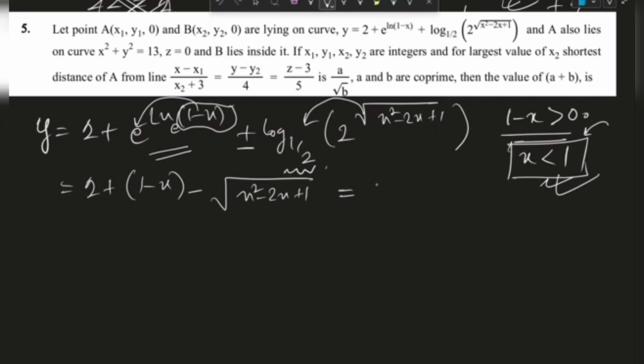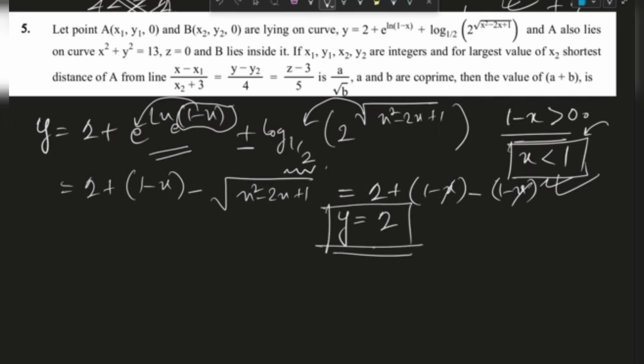Now I can write this will be 2 plus of 1 minus x, and this is 1 minus x whole squared, and because x is less than 1, I can open it with a positive sign. This is minus of 1 minus x. So this minus x and this plus x get cancelled, and this is 2 plus 1, 3 minus 1, so this was nothing but y equal to 2. So y equals 2 means that as points A and B both lie on this, y1 and y2 are also 2.